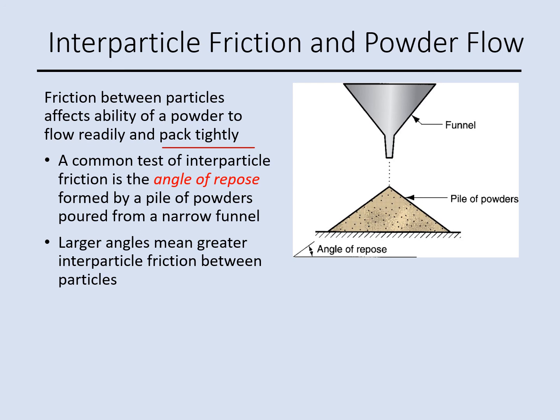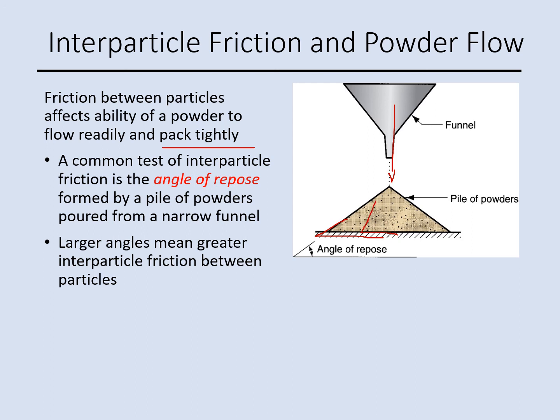We can have a simple funnel, and drop the powder from that funnel into a pile, and then the pile will make an angle, and this angle can be measured, and it is called the angle of repose. If you have larger friction between the powder particles, the angle becomes steep, like that.